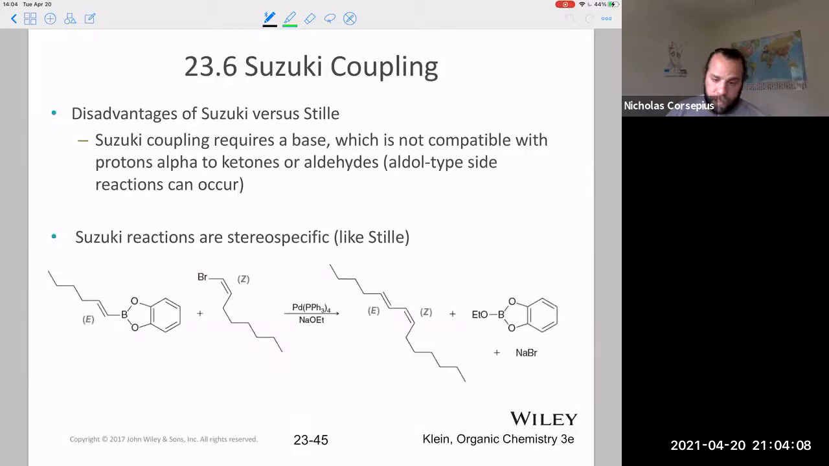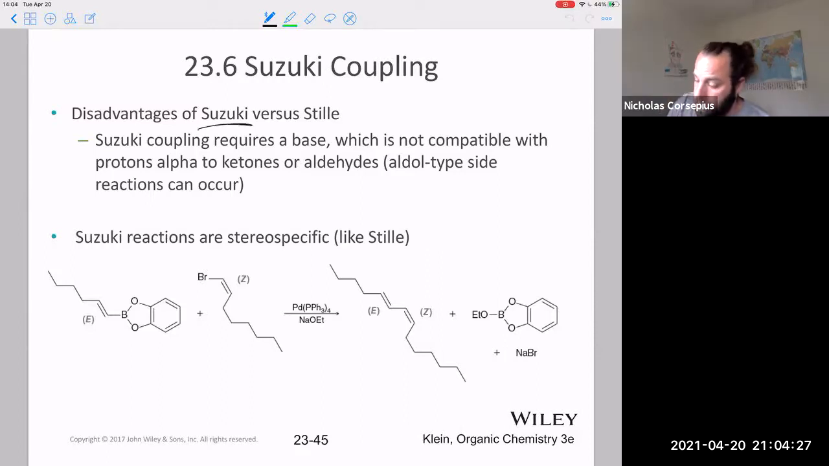Again, just like the Stille coupling, Suzuki coupling reactions preserve stereochemistry, both in your organometallic compound and in your halogen. So I think that's best case scenario. You don't have to worry about any sort of weird rearrangement or anything like that going on.